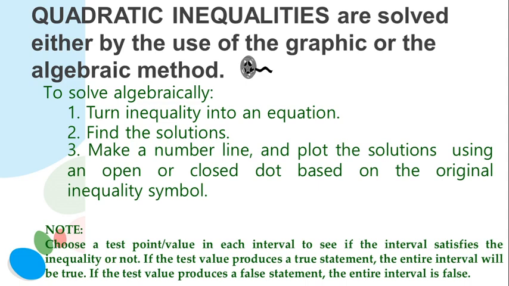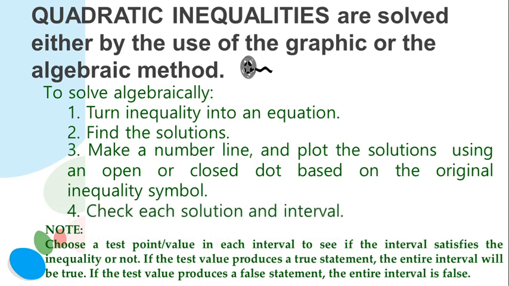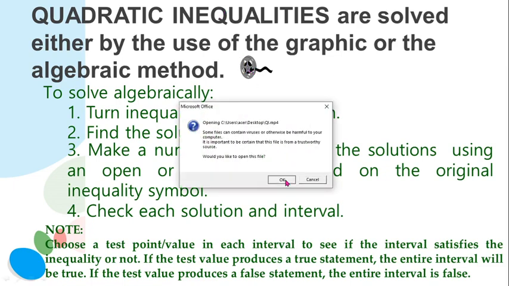So based on the number line, once you have plotted the points, we can see that the number line is divided into 3 regions. We are going to choose a test point or test value in each interval to see if the interval satisfies the inequality or not. If the test value produces a true statement, the entire interval will be true. If the test value produces a false statement, the entire interval is false. And lastly, we check each solution and interval. So let us watch a short clip for our examples.